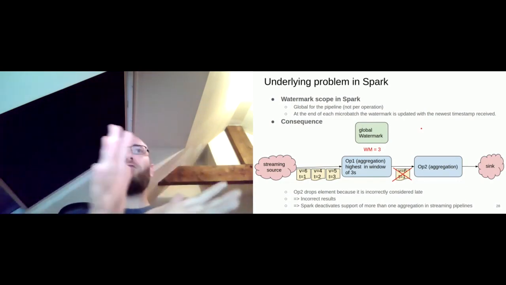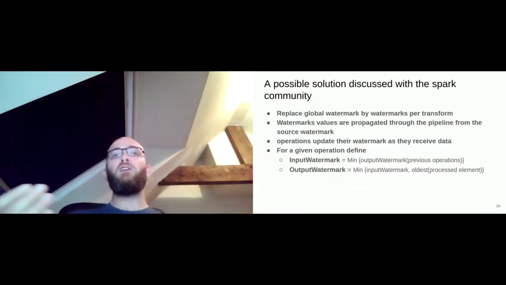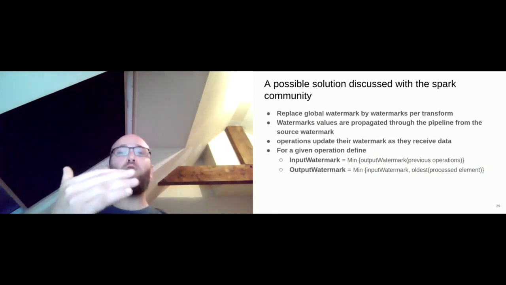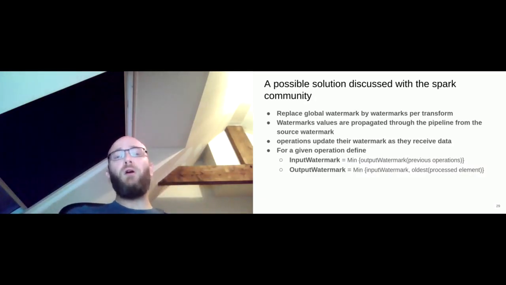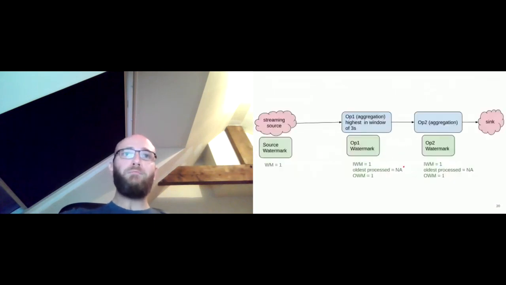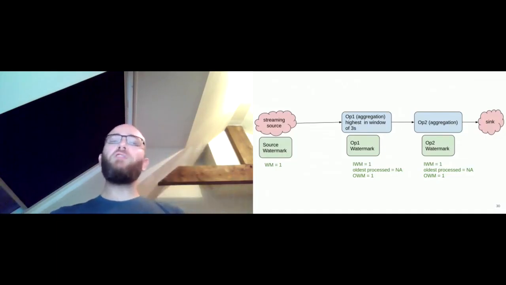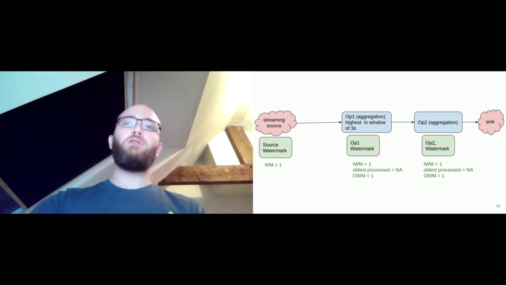Of course, this minimum is only for Y pipelines. If you have a straight pipeline, then the input watermark is directly the output watermark of the previous step. And the output watermark is the minimum between the local input watermark and the oldest processed. So let's say now in an example how it works. We take the very same example as before, only this time we define a watermark per operation. So there is one for the source, one for operation 1, and one for operation 2.